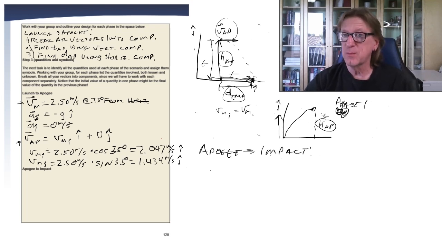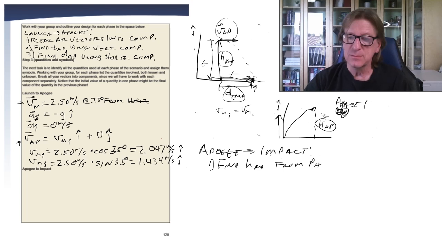Okay, we've already broken our vectors into components, so we're good with that. And so what we want to find then is H_AP from phase 1. Once I have that, now I can move over to the phase 2 side, right here, and I can say, okay, find T, we'll call this T impact. That's the time from apogee to impact from the vertical part of phase 2.